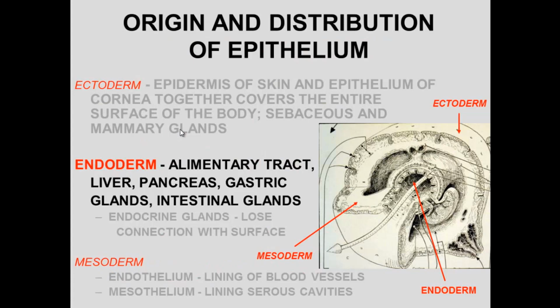Now, the origin of the digestive tract is the endoderm. You have the digestive tube, as well as the liver, pancreas, gastric glands, and intestinal glands. They come from the endoderm.